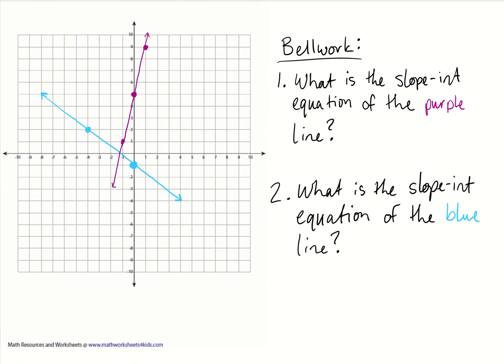We're going to just start out with some bell work here. It says, what is the slope-intercept equation of the purple line and what is the slope-intercept equation of the blue line? So go ahead and take a minute to do those really quickly. And then after you are done, go ahead and resume the video and we will move on. All right, so hopefully you have had a chance to do the bell work.